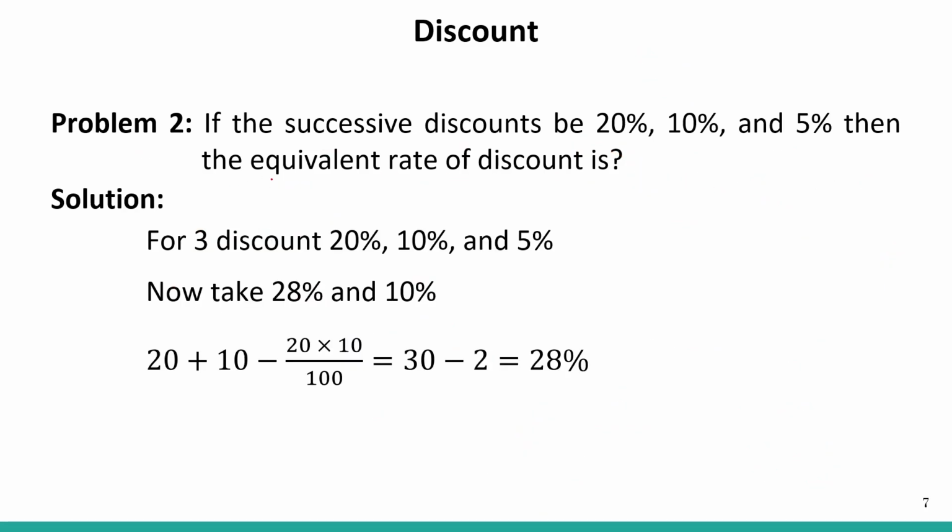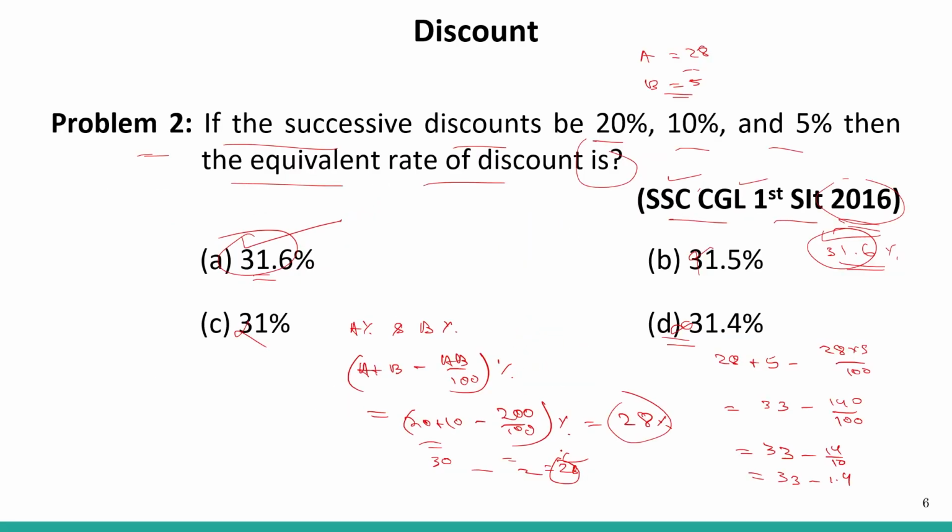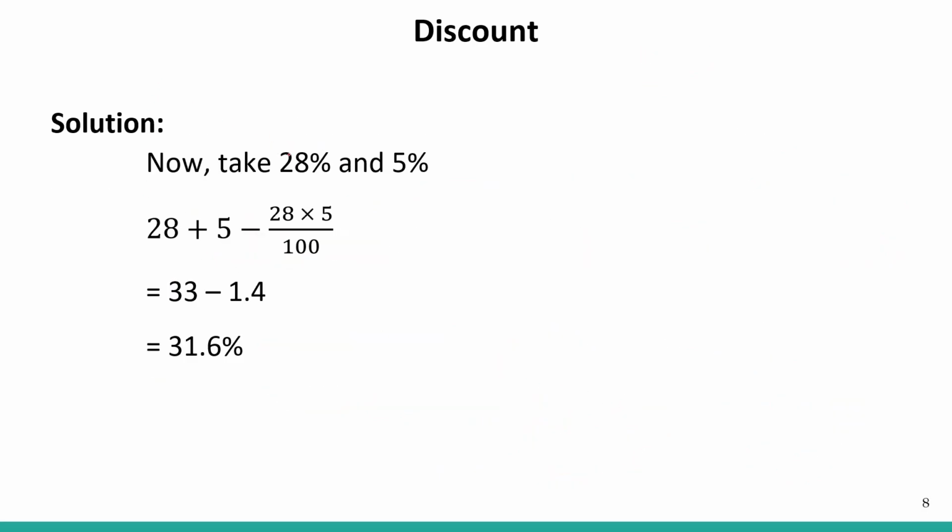So let's go forward with the step-by-step solution. For 3 discounts, that is 20%, 10% and 5%, first take 20% and 10%. 20 plus 10 minus 20 into 10 by 100 is 30 minus 2, which equals 28%, as we have already seen. Now take 28% and 5% and use the formula again, A plus B minus AB by 100, this much percent. So it will be 28 plus 5 minus 28 into 5 by 100. This gives 33 minus 1.4, that is nothing but 31.6. So this is the correct answer here.